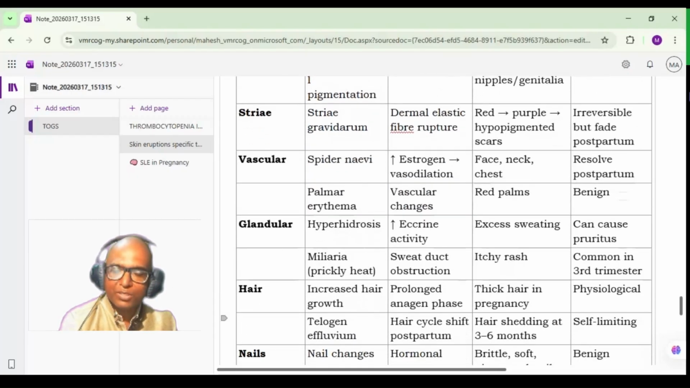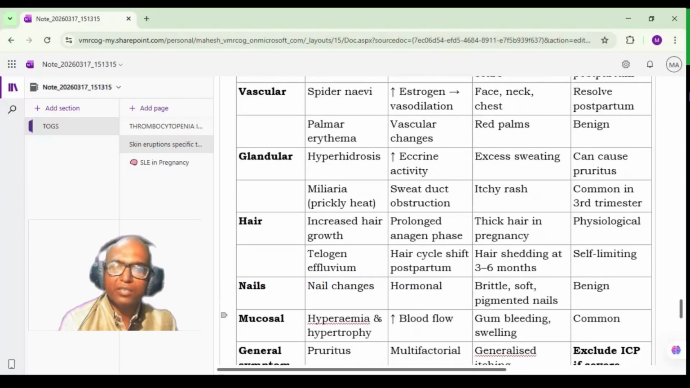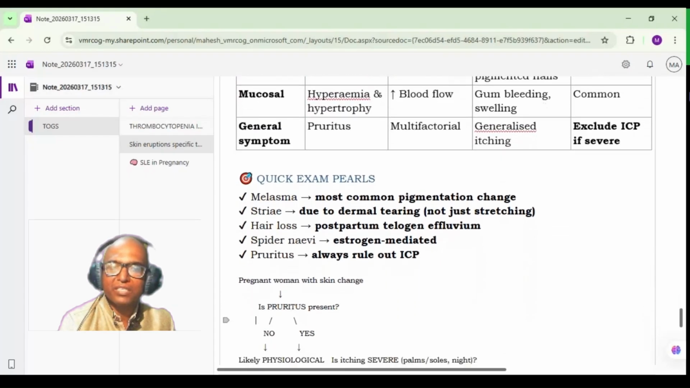Okay, so there are vascular changes like spider nevi, palmar erythema. These are the vascular changes. Then glandular hyperhidrosis can be there, miliaria can be there. So these physiological changes can happen during the pregnancy. So at the most, they can ask you about the melasma, that is the most common pigmentation change. Striae, it is mainly due to the dermal tearing and not just the stretching. Hair loss, postpartum telogen effluvium can be there. Spider nevi is estrogen mediated and pruritus, always rule out ICP.